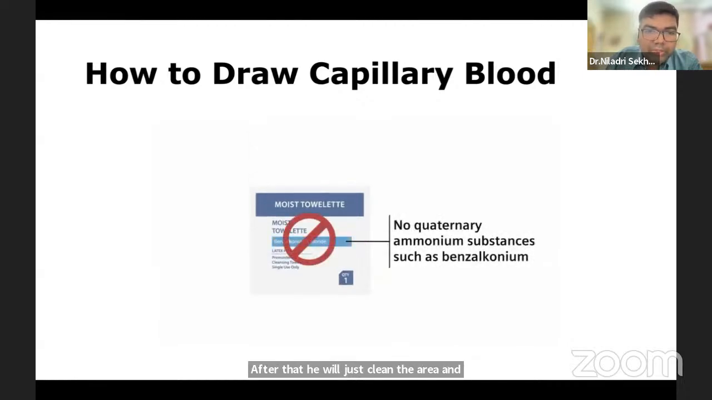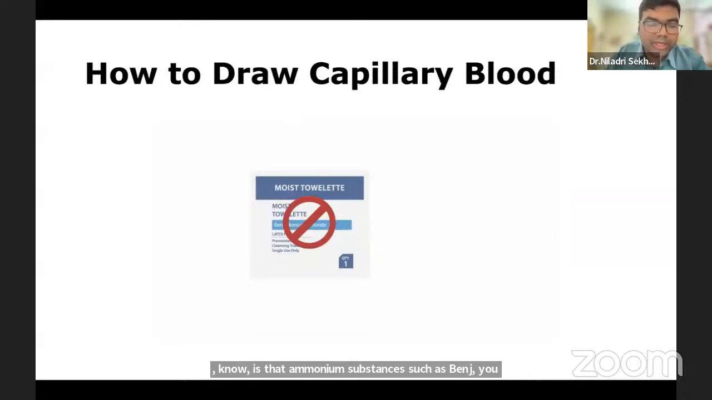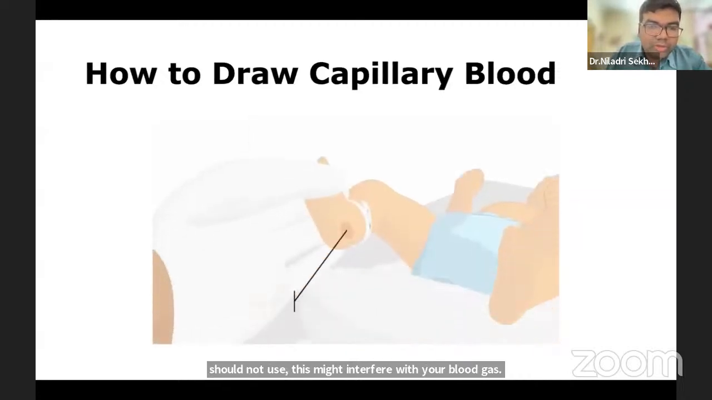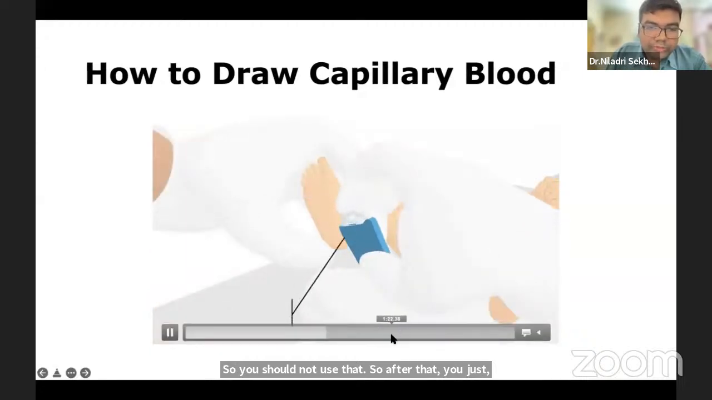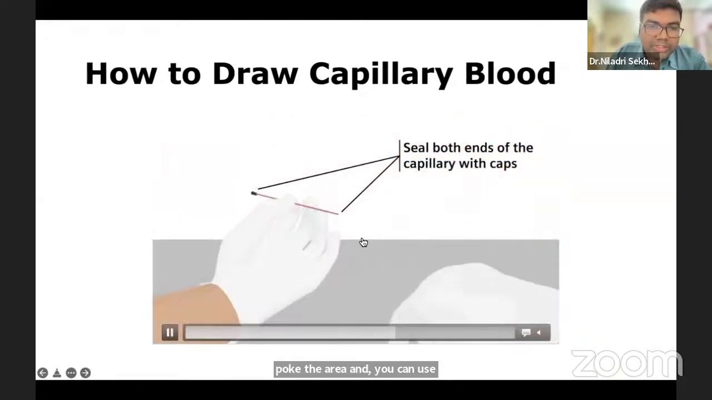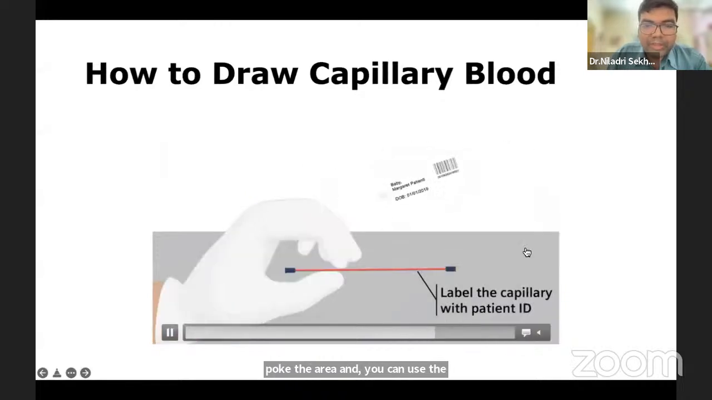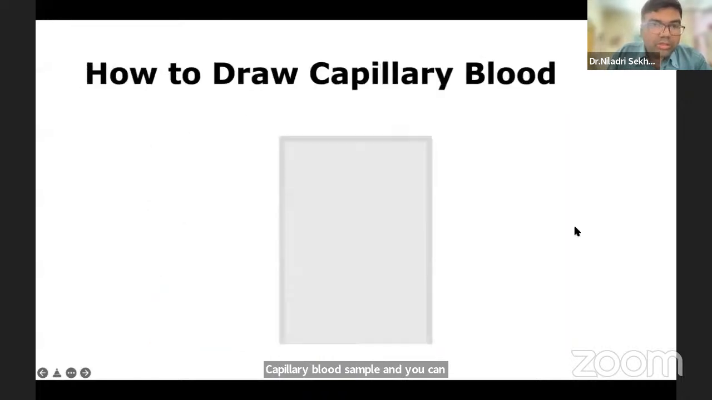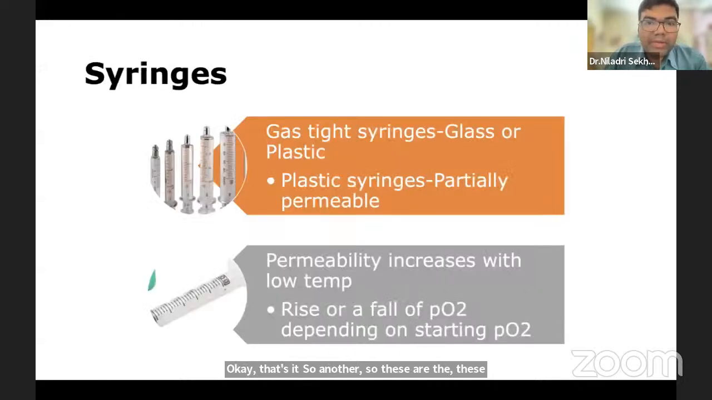One important thing you have to know is that ammonium substances such as benzalkonium you should not use. This might interfere with your blood gas, so you should not use that. After that, you just poke the area, and you can collect the capillary blood sample and send it like that. Okay, so these are the few steps by which you can draw capillary blood.